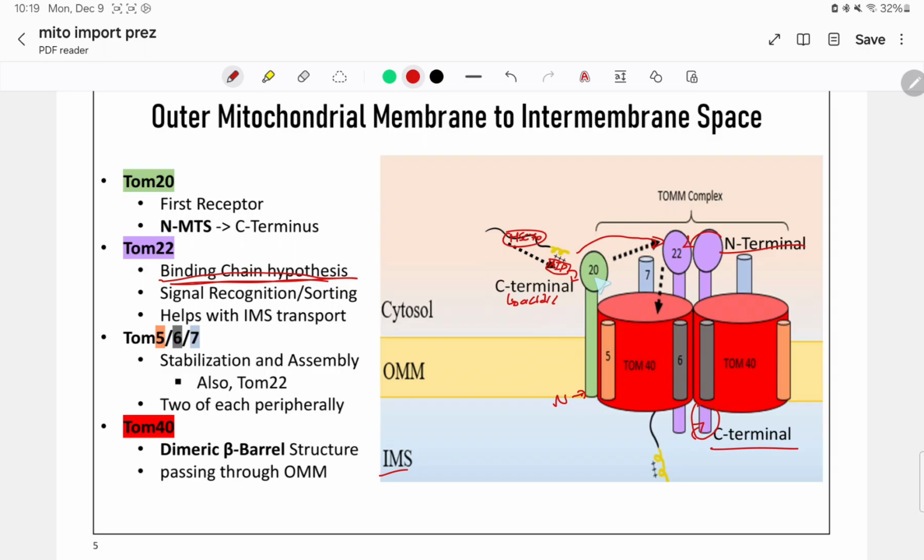So maybe there's a little bit of affinity here, then there's a stronger affinity here, and there's the strongest affinity for this protein here, okay? Now, there's other factors that play a role here. For example, the electrical membrane potential of the mitochondria will play a role in pulling this protein in. We'll talk about that a bit more later.